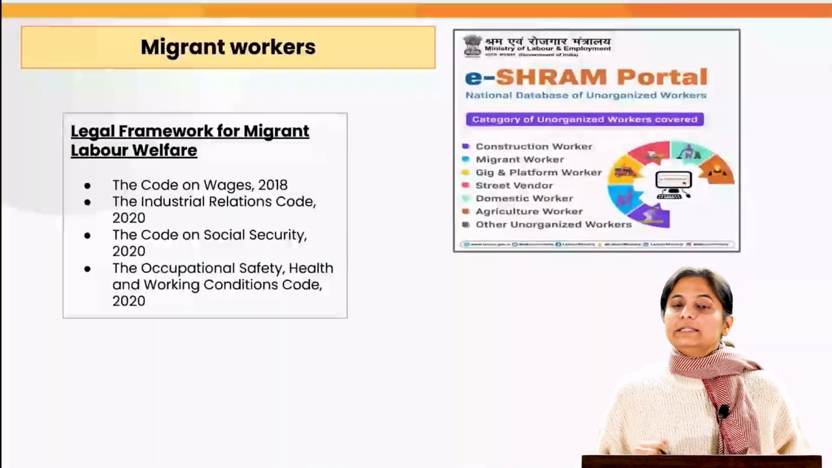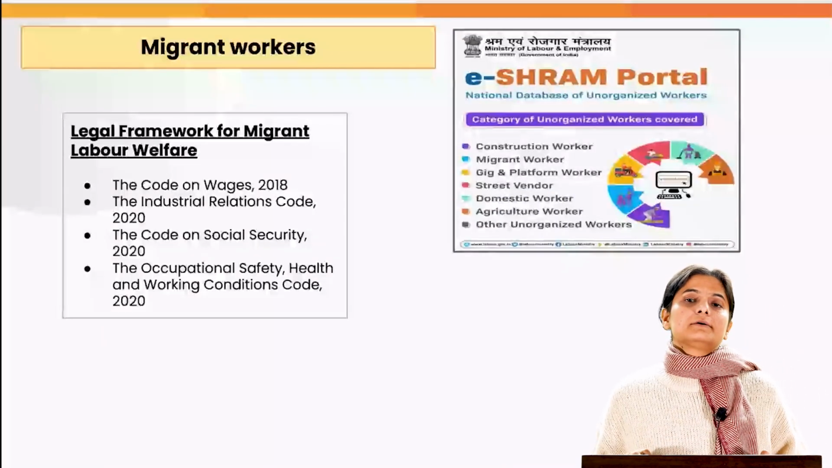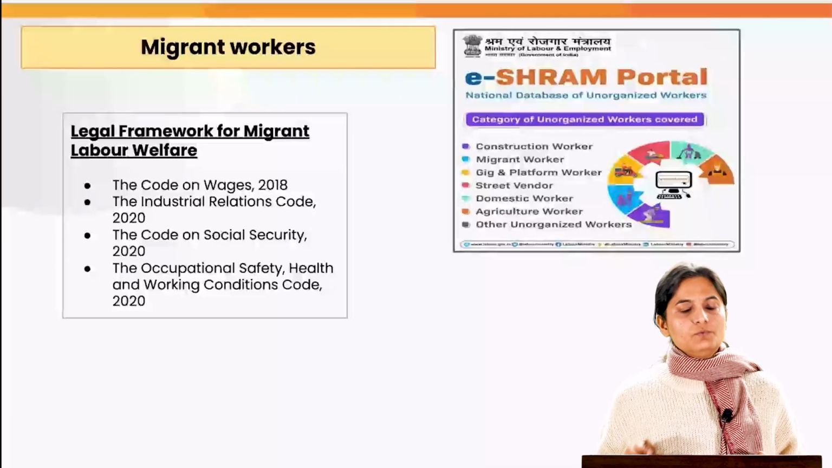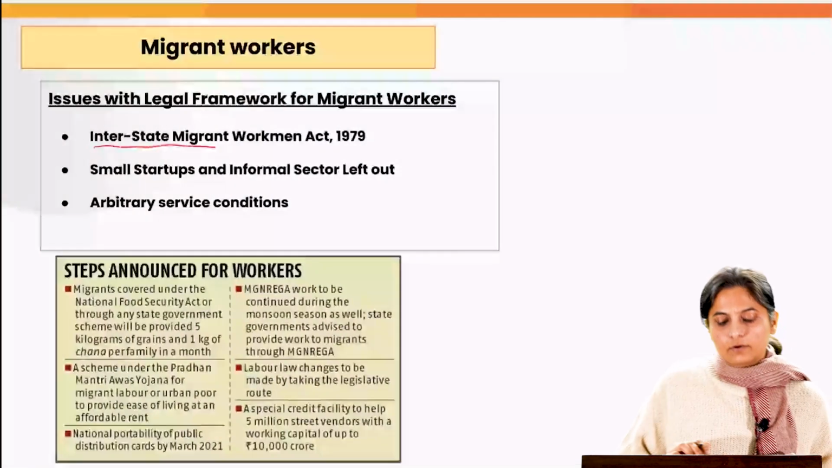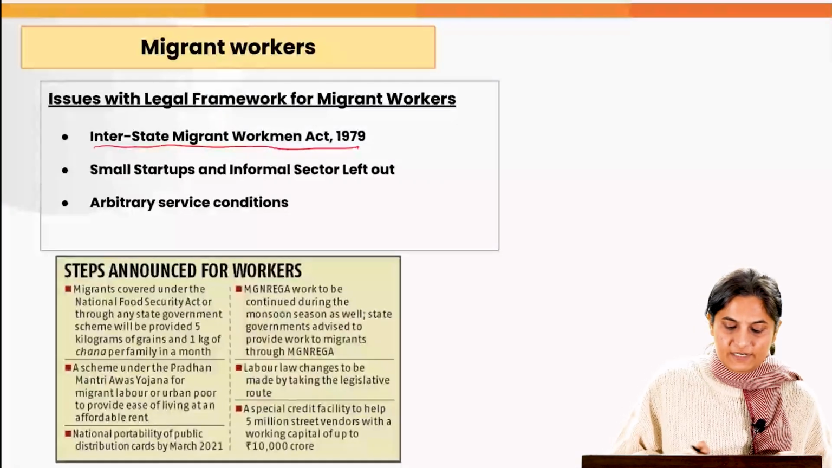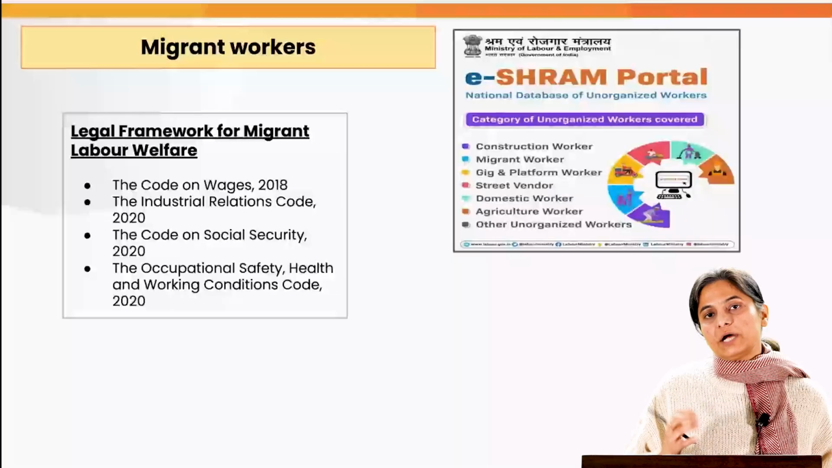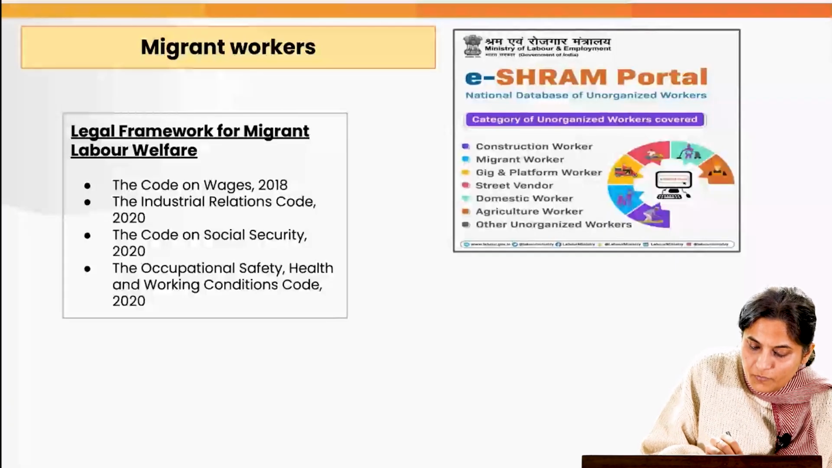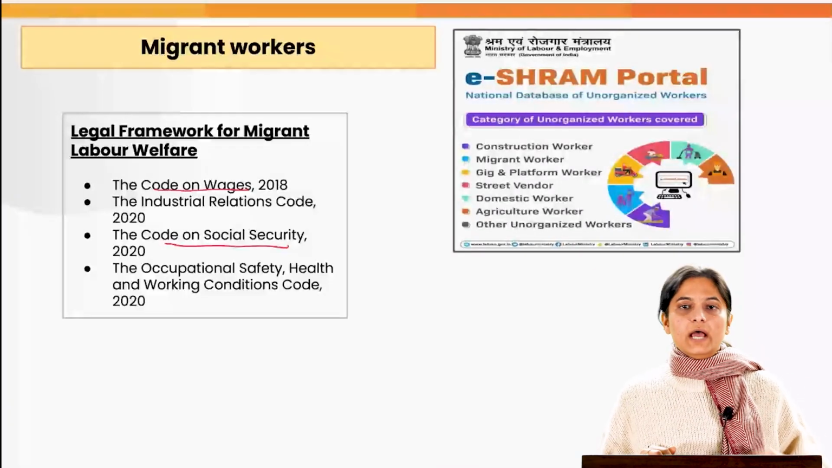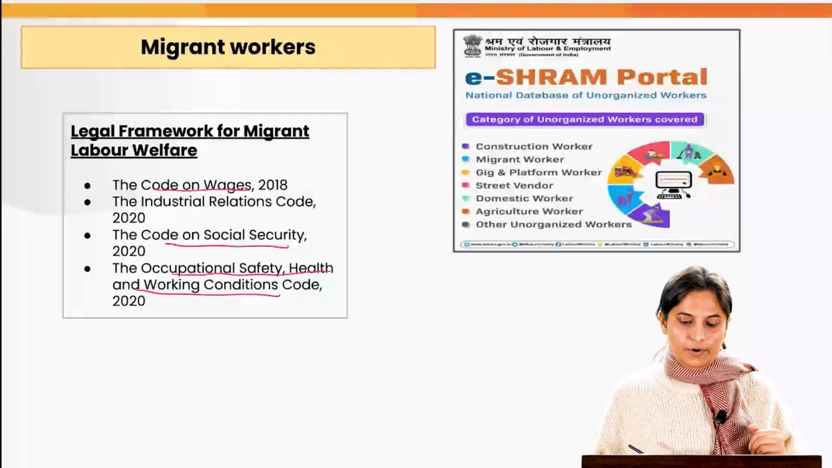Now, as we said, the legal framework. We have had one act that originated in 1979, the Inter-State Migrant Workmen Act 1979. In recent years, this has been subsumed under four codes: the Code on Wages, the Code on Social Security, the Industrial Relations Code, and the fourth one is the Occupational Safety, Health and Working Conditions Code.